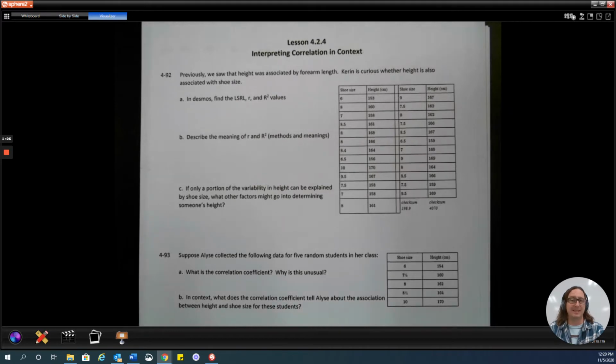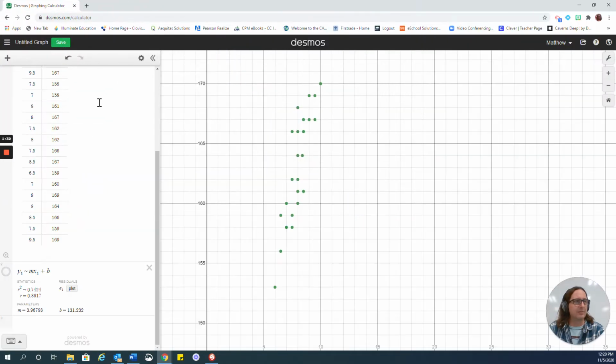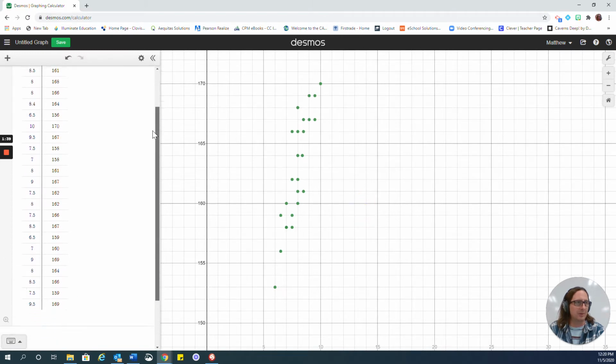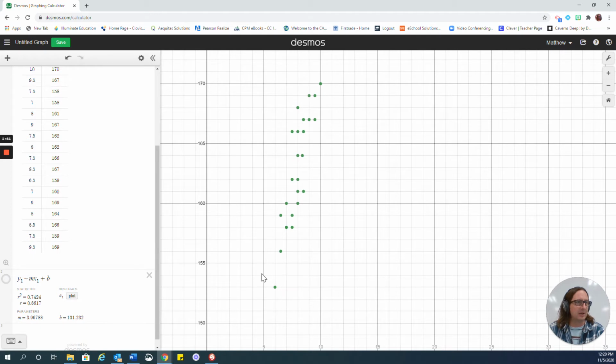Now, because I'm a heck of a guy, I've got my best friend, Desmos, and I've already done everything for you as far as plugging in all your data set. So here's that huge data set right there, and here's all those points. So remember, she's comparing the shoe size, so that's our X, and she wants to see if shoe size and height over here in centimeters, see if those two are associated to each other.